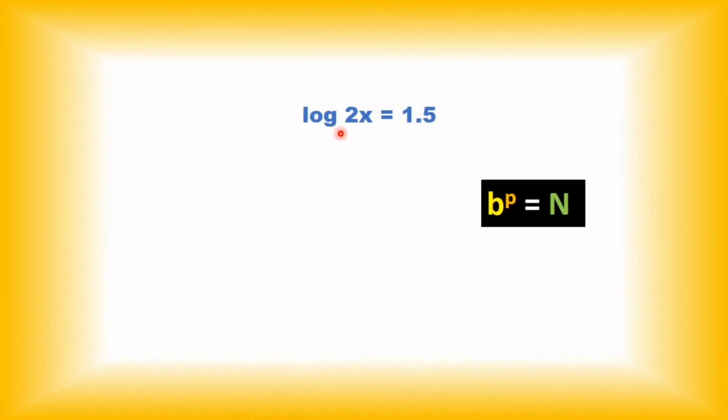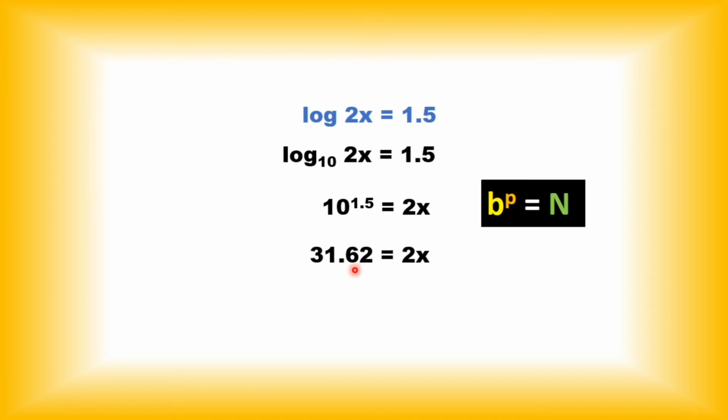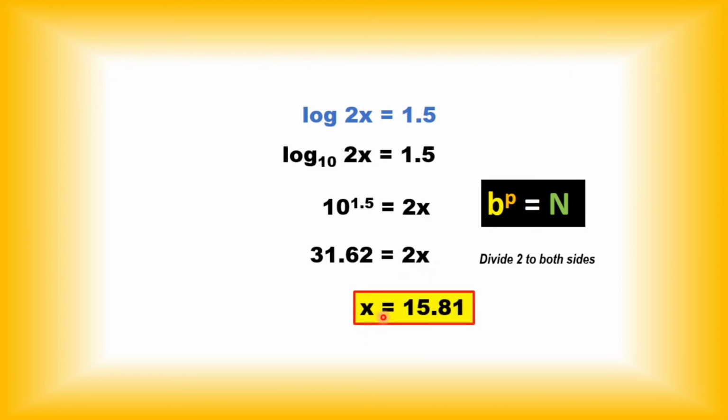Log with no base means it is in base 10. So log base 10 of 2x is equal to 1.5. Change it to exponential form, so we have 10 raised to the power of 1.5 is equal to 2x. So here now is the equation. We can now solve for the value of x. 10 raised to 1.5 is equal to 31.62. Then divide both sides of the equation by 2. So we have the value of x is equal to 15.81.